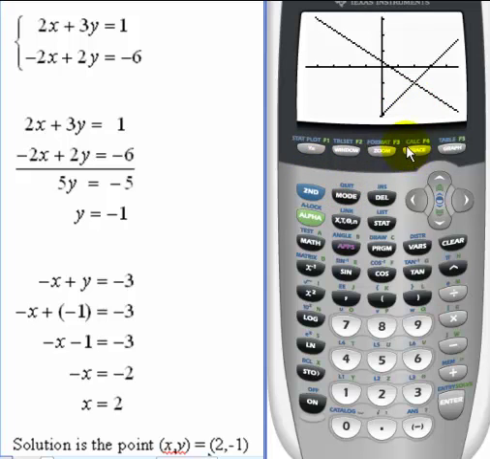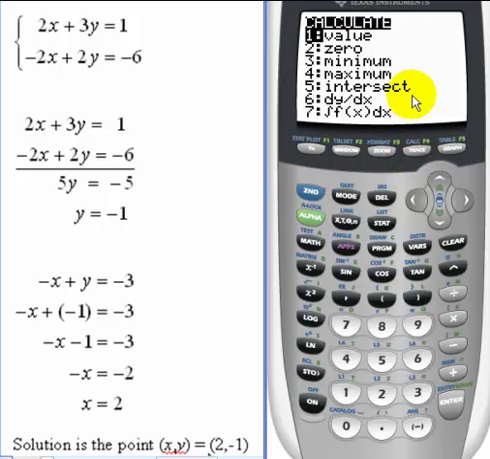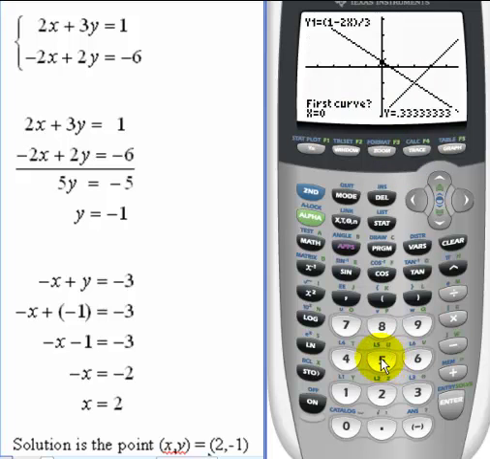So above the trace key is the calc menu. I'm going to do second trace, go to calc, and you'll notice number 5 is intersection. So I'll just punch number 5 and find the intersection. Basically, it's going to ask me for three things. It's going to give me the blinking cursor here, and it's going to say trace along your first curve to put the blinking cursor near the intersection point. So here's the blinking cursor. I need to move it to the right. So I'm going to hit the right arrow until I get as close to the intersection as I possibly can. It doesn't have to be exact.